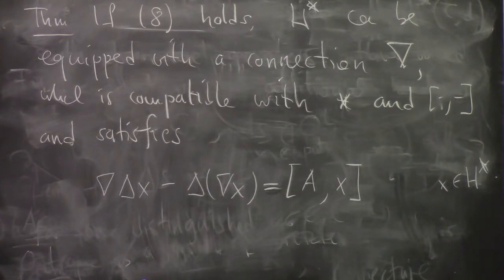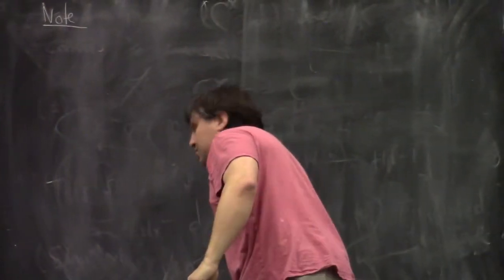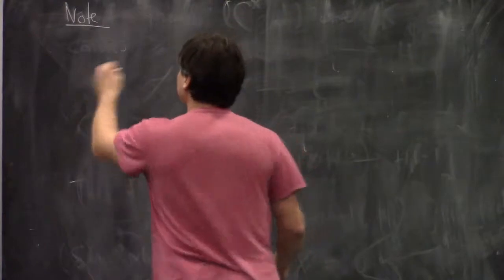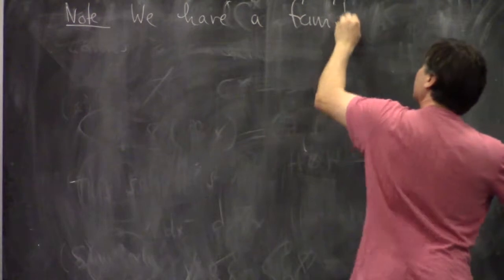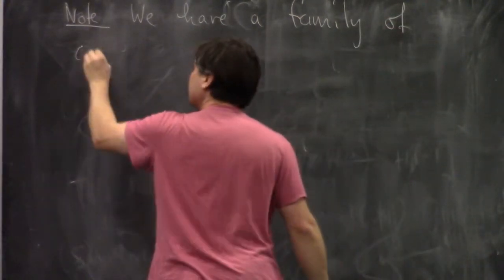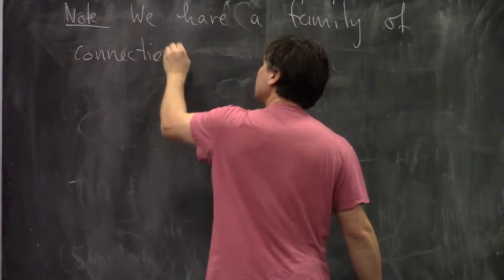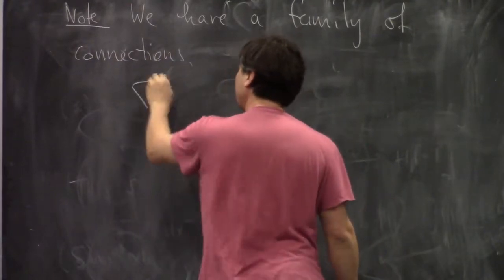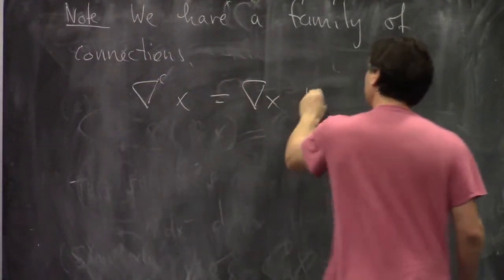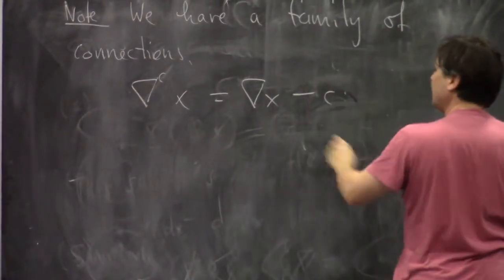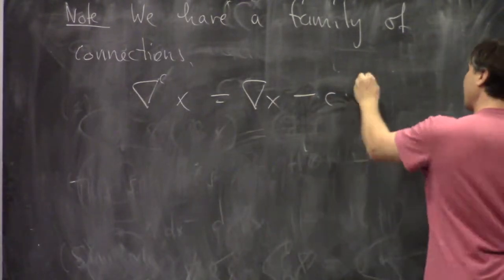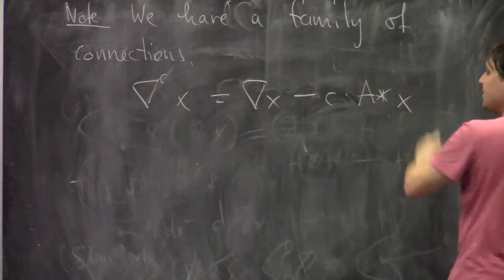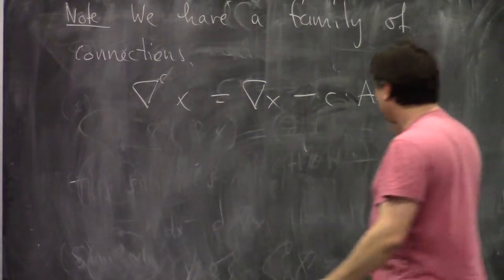Okay, and so note, we have a family of connections, which are like this. You have this guy here, and you take some scalar C. You subtract some scalar multiple of the product with A. That gives you a whole family of connections.